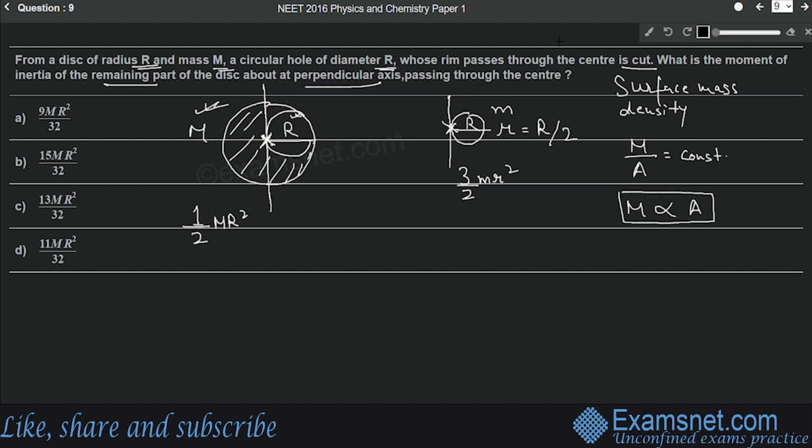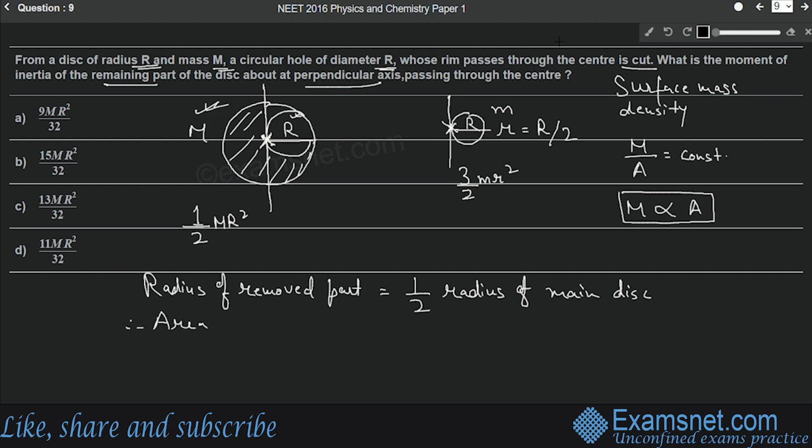So here we know that the radius of the smaller disk, that means the removed part, is half the radius of the bigger disk. Let's write it down here. Radius of removed part is equal to half the radius of main disk. So what will happen to area? Therefore, area of the removed part will be equal to 1/4 area of the main disk.